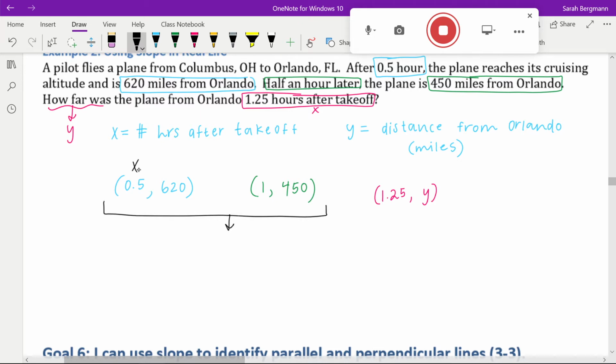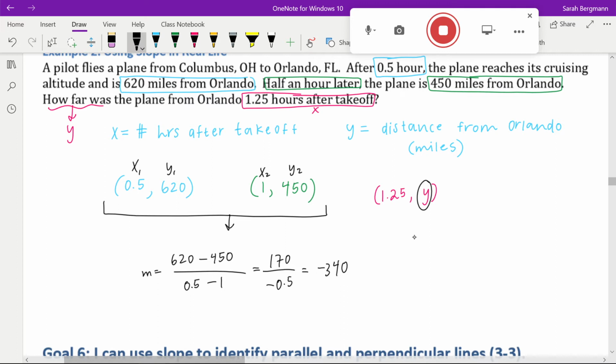So we'll let this be x1, y1, x2, y2. So we can do 620 minus 450 over 0.5 minus 1. That gives us 170 over negative 1/2. If we divide it out, that gives us negative 340. So we know that the slope is negative 340. Knowing that, we should be able to find out this y value that we're missing.